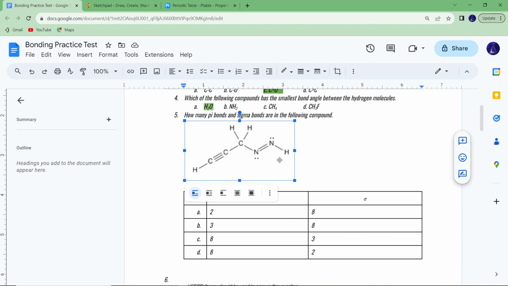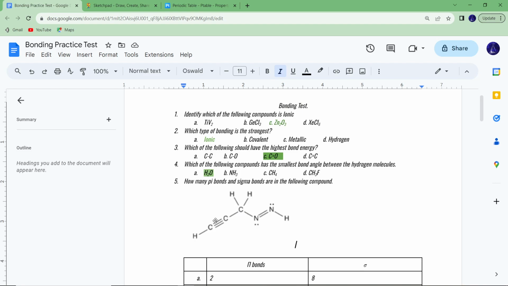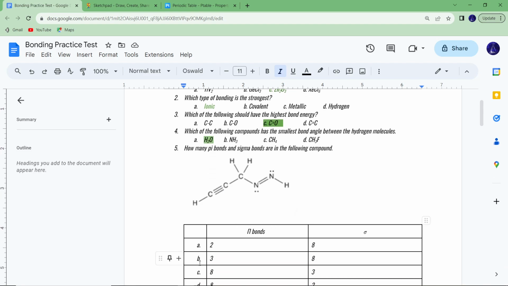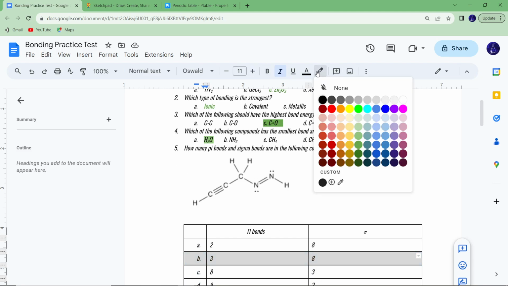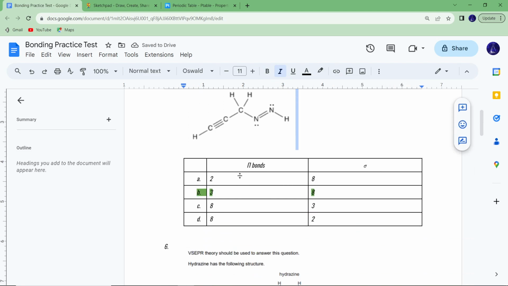Next, we have to count how many pi bonds we have, okay? And pi bonds are going to be any double or triple bonds that we have. So here, between the nitrogens, we see we have 1 pi bond. And then between the carbons, we see that we have another pi bond in the double bond, which brings us to 2. And then we have a triple bond, which means that all together we have a total of 3 pi bonds and 8 sigma bonds. So we can safely say that our answer for this one is B.